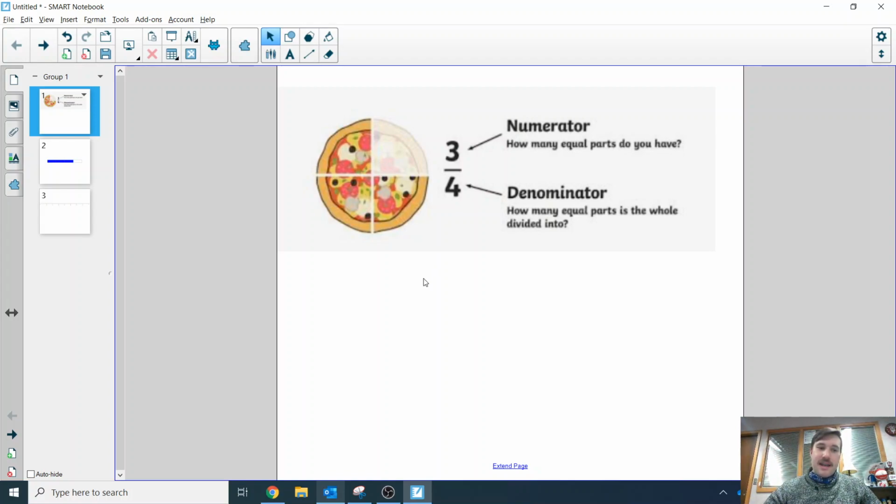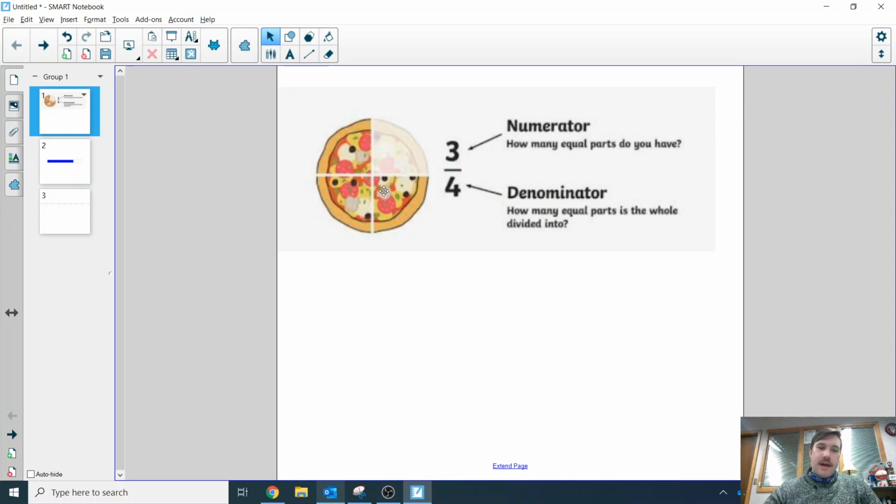If my pizza was divided into 8 equal pieces, then my denominator would be 8. Now, the denominator is always how many it takes to equal one whole, okay? The numerator is how many parts do you have? Looking at this pizza here, I've got 3 that are shaded. It looks like this one's missing. So my numerator would be 3 because I have 3 of the pieces. So I have 3 of the 4 total pieces. So my fraction would be 3/4.